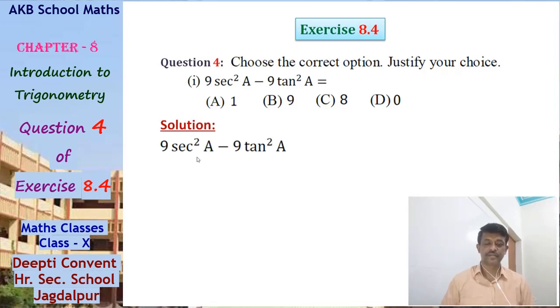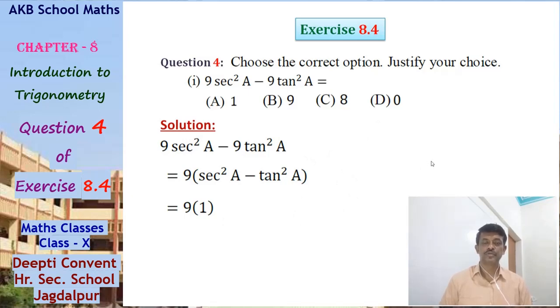Now here 9 sec square A minus 9 tan square A, we know a square relation between tan and sec. So use this relation. How? 9 common, sec square A minus tan square A, that is equal to what? We know the relation: 1 plus tan square equals sec square. That means if we take tan to the right side, 1 equals sec square minus tan square.